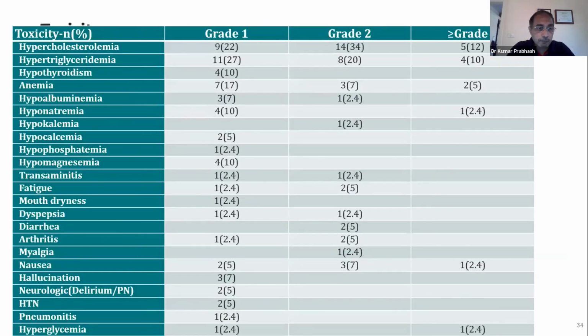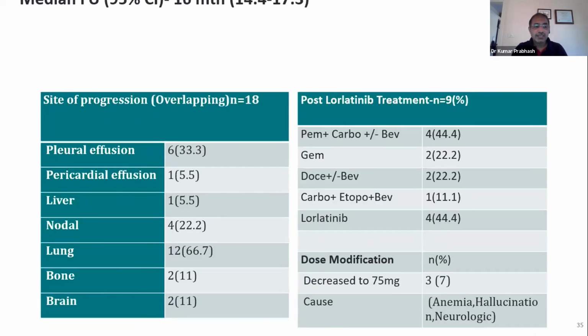These were the toxicities, similar to what we have seen in the literature. Peripheral edema was not so common, or maybe because of retrospective data, we could have missed it, but that's not what we saw commonly here as compared to what we have seen with crizotinib. These were the sites of progression where the disease progressed when we gave these patients lorlatinib. And subsequent to lorlatinib, these were the different kinds of drugs. There was chemotherapy and different chemotherapy because we wanted to know what happens to them when there's a disease progression, but we were able to give subsequent chemotherapy in these patients.